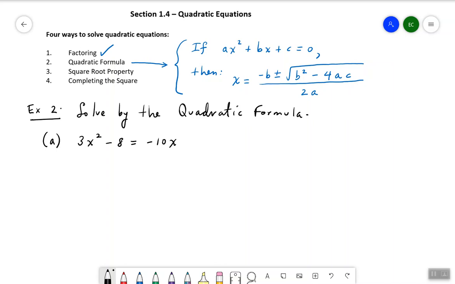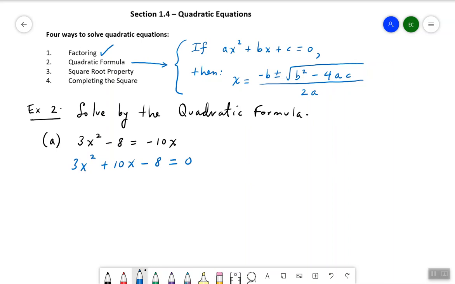So here's our first example, 3x squared minus 8 equals negative 10x. If you remember, this is one of the equations that we already solved by factoring. So we can use the quadratic formula and verify that we get the same solutions either way. The first step should be to set the thing equal to 0 so that we get it in this form that's required, ax squared plus bx plus c equals 0. So we'll add 10x to both sides and we'll get 3x squared plus 10x minus 8 equals 0.